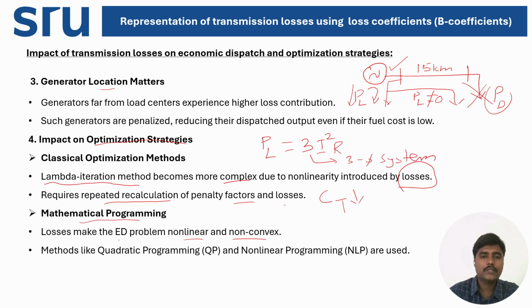So by using this equation itself, we can say the transmission power loss is not a linear relation because it has a square term. So it is basically a non-linear relation. There are methods like quadratic programming and non-linear programming, NLP. These are very much suitable whenever we deal with transmission losses in economic dispatch.